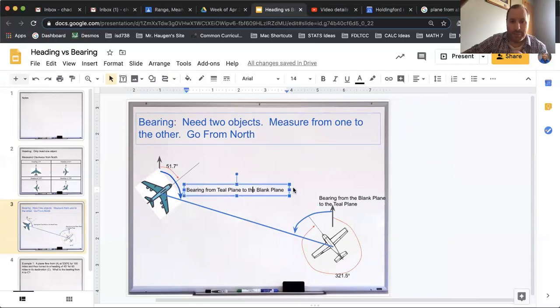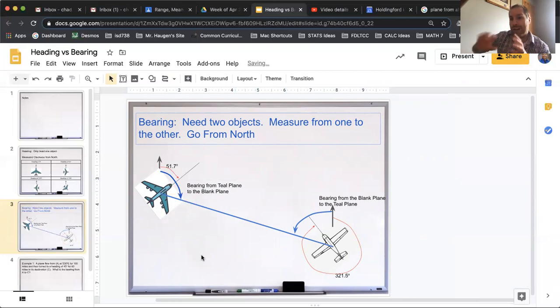It is a little bit different when we talk about bearing. You need two objects and you need to measure from one to the other. So the order is important when you're talking about bearing, because obviously the blue angle up here is much larger than the blue angle down here. We can see this one is acute and this one is obtuse. Now I'd love to go through and find the angle in here, and we can't because I didn't put any distances between here.